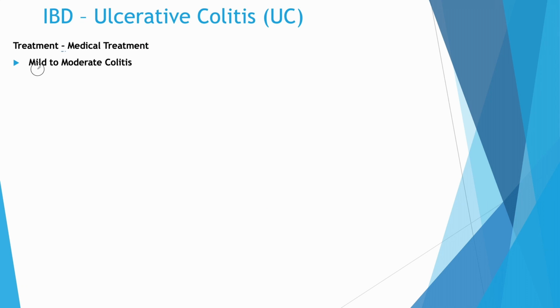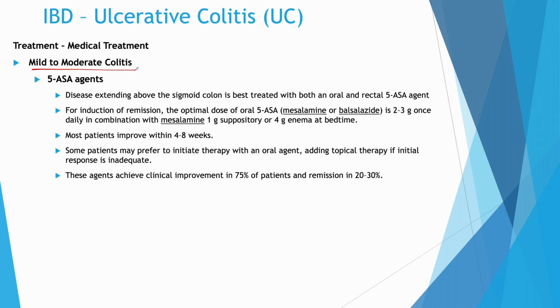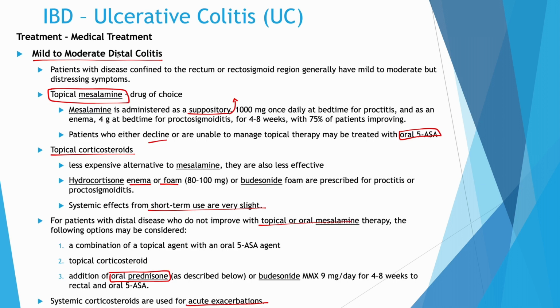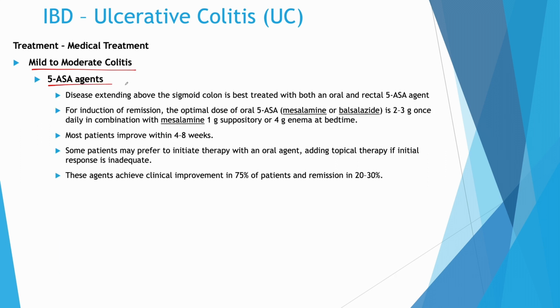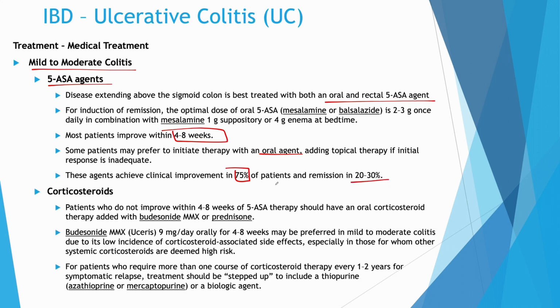Now, what about mild to moderate colitis? Remember, the previous one was distal colitis. Now we're talking about colitis in general. So 5-ASAs tend to be oral and rectal, and most patients improve in 4 to 8 weeks. Some patients like to start just with oral and then maybe add topical if it's not adequate. 75% of these patients improve, and remission is 20 to 30%.